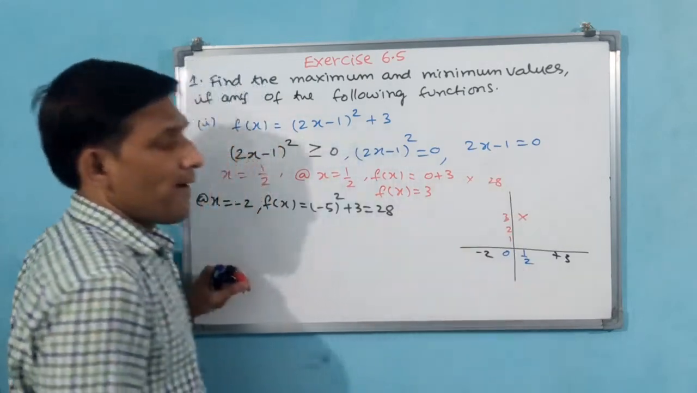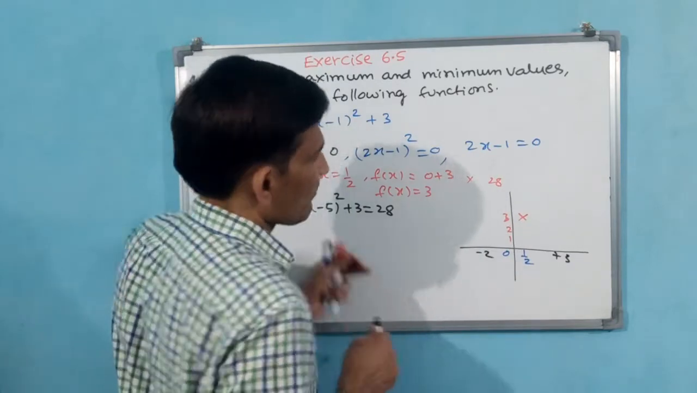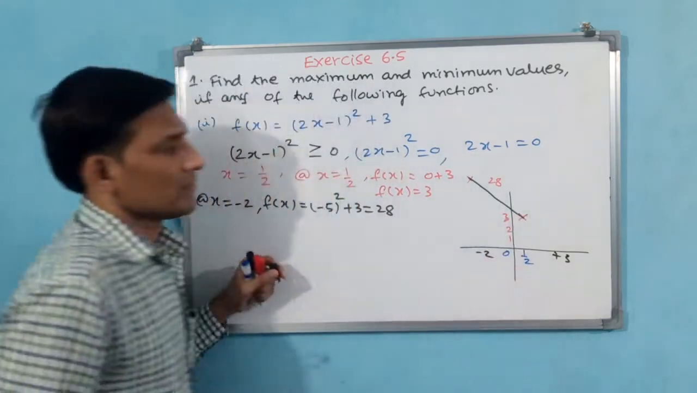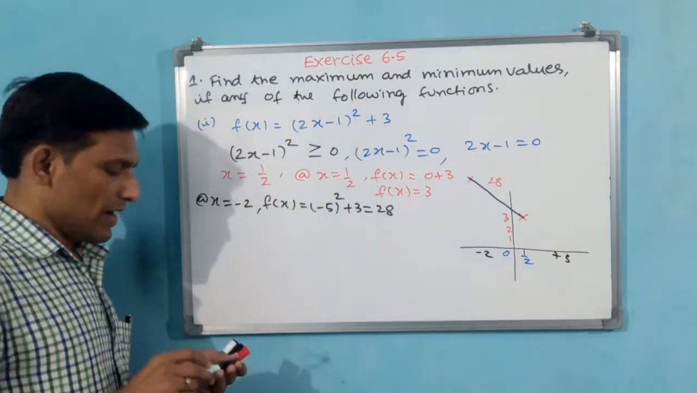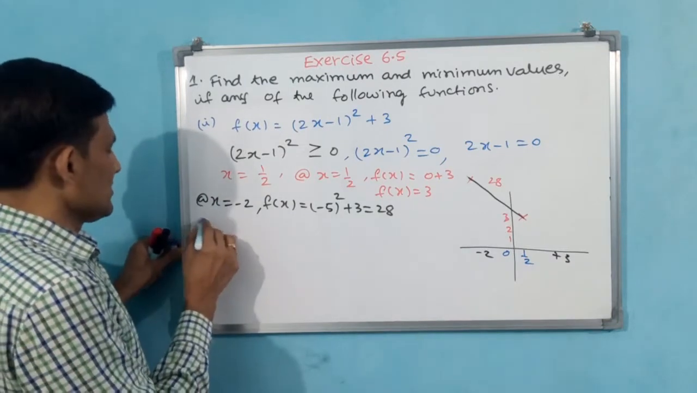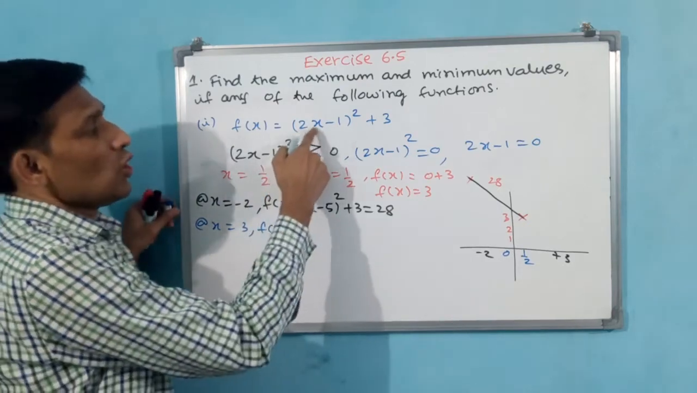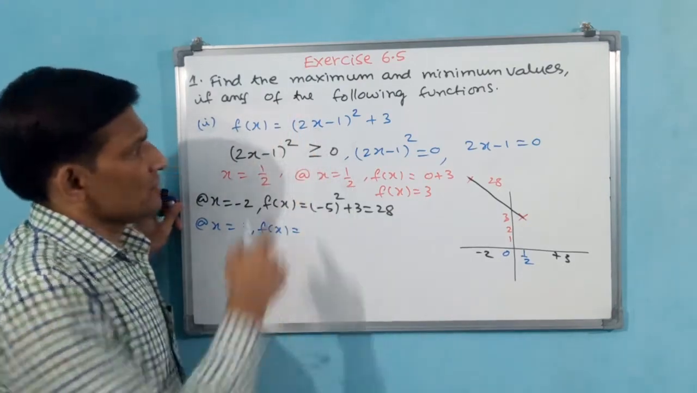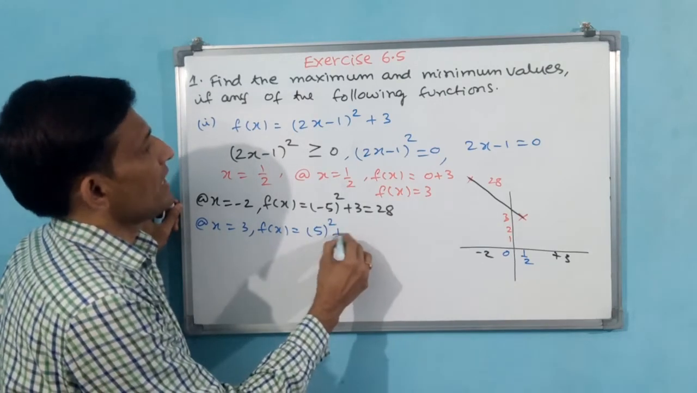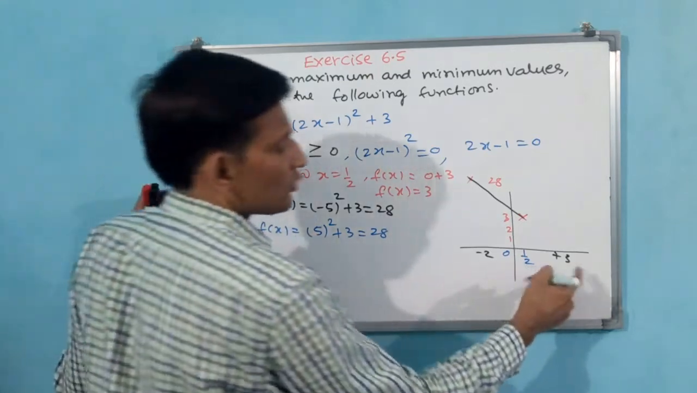Now see, graph is like this. Wait. At x is equal to 3 also we will see. Let us see. At x is equal to 3, f of x is equal to, you see, 2 into 3, 6. 6 minus 1, 5. 5 square plus 3, that is equal to 28 again. That means at x is equal to 3 also 28.